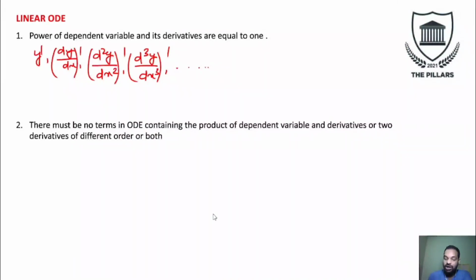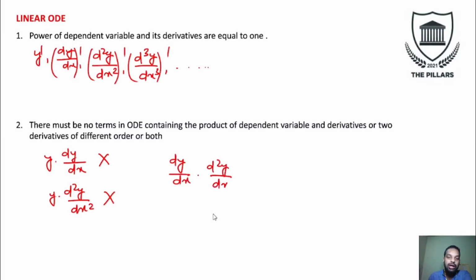It means if an ordinary differential equation contains terms like y into dy by dx, it is not a linear ordinary differential equation. If it contains y into d square y by dx square, then also it is not a linear ordinary differential equation. And also if it contains dy by dx into d square y by dx square, then also it is not a linear one. Okay, you have to remember that.